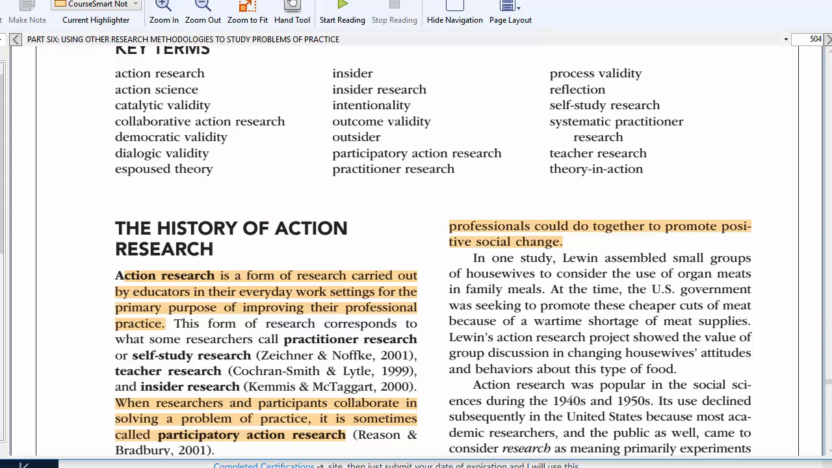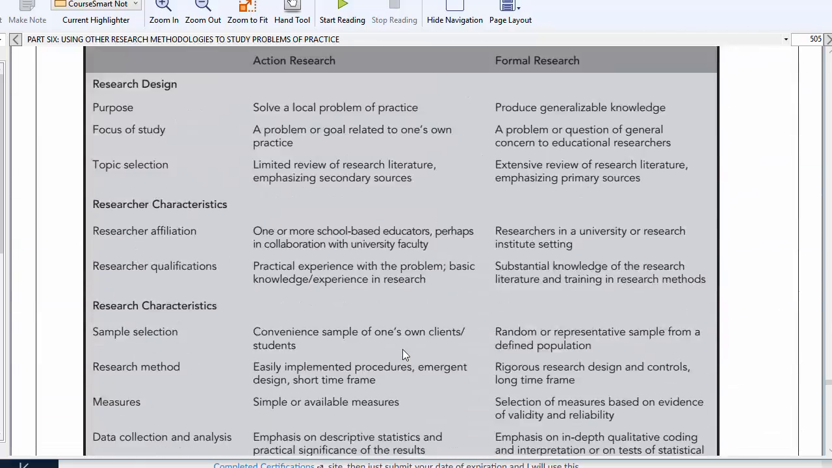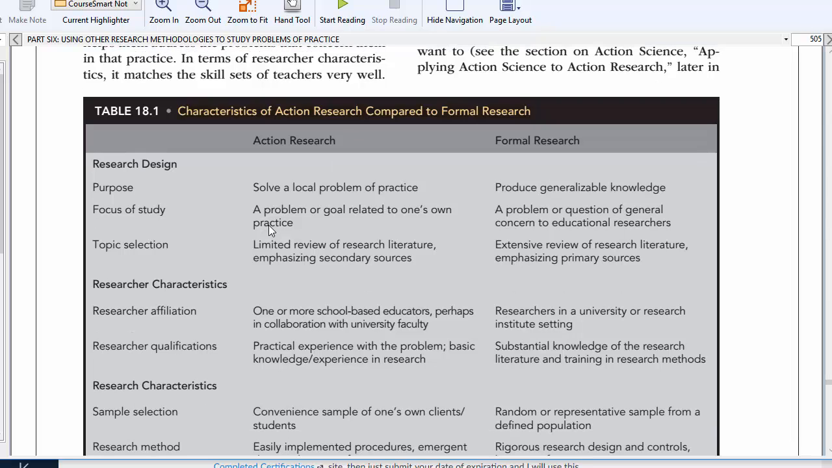One last thing here in this section, there are two more things I want you to take a look at here, and one is table 18.1. It discusses this in the text, but really take a look at the differences here between a formal research and an action research. What's different in the purpose? In this case, it's solving a local problem of practice. And here, the formal research produces more generalizable knowledge. The focus of the study is the problem or goal related to one's own practice.